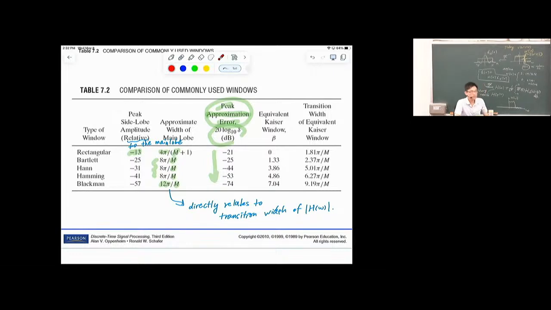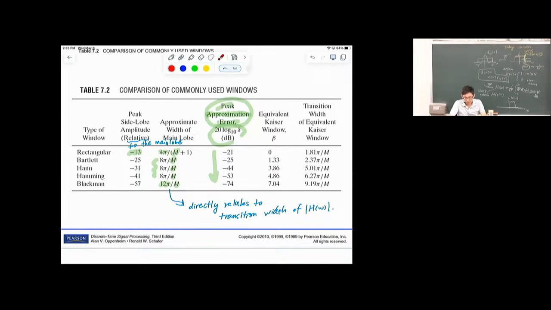So far so good? Take a look at the window. This is seriously a table that you can refer to when it's your time to design a window, design an FIR window. Okay, please refer to this table, okay, the window table, right?